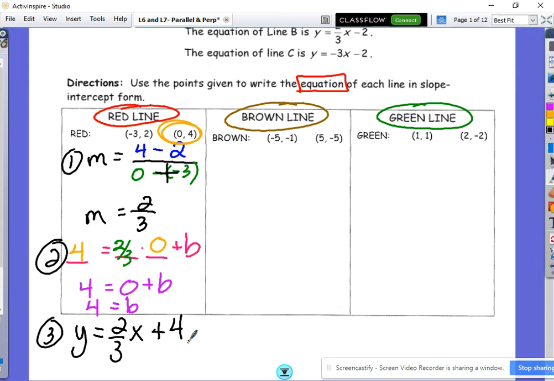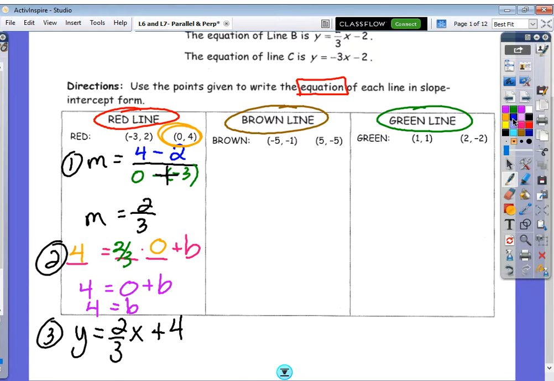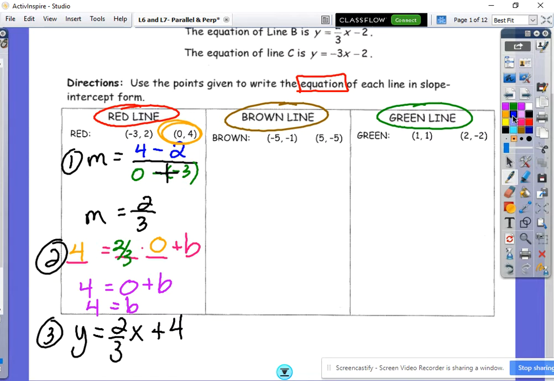All right. So take a second with your neighbor, press pause on the video, and try the same process. See if you can find the slope, the b value, and ultimately the equation for the brown line and the green line. And then you can come back and check your work with the video in just a second. So jump in and good luck.